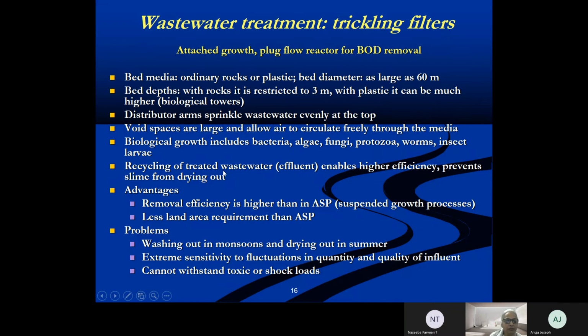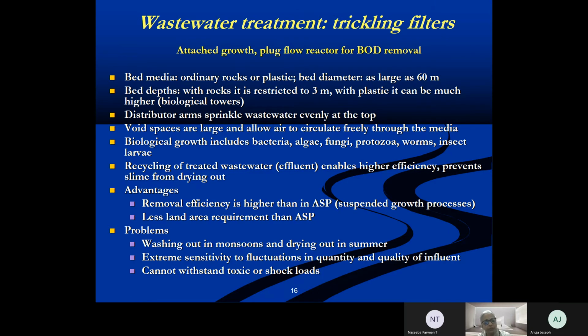Then we come to recycling. So like I said, recycling of the effluent will make it more efficient, and it will prevent the slime layer. So remember, it's attached growth. Attached growth means it creates a biofilm, and this biofilm is what we call a slime layer. This slime layer will not dry out if you recycle the effluent. Obviously not the entire material, only a fraction of the entire material will have to be recycled, and that is essential for making sure that the entire attached growth does not dry out.